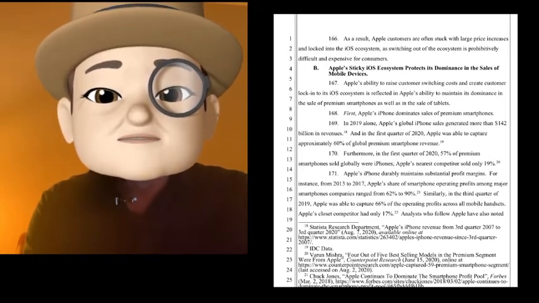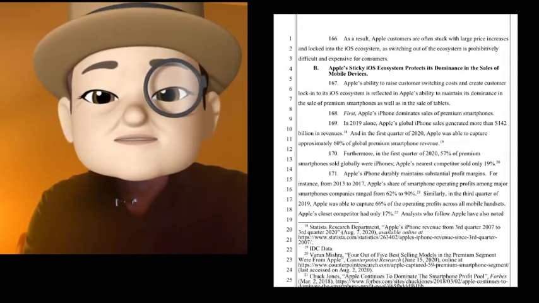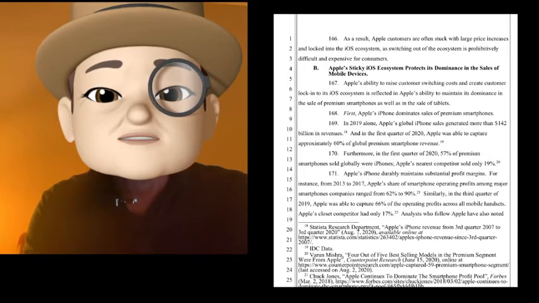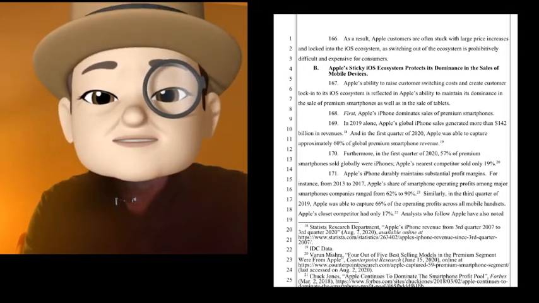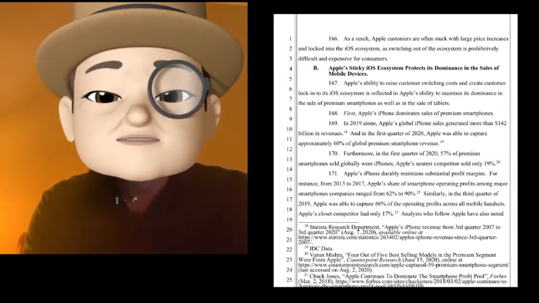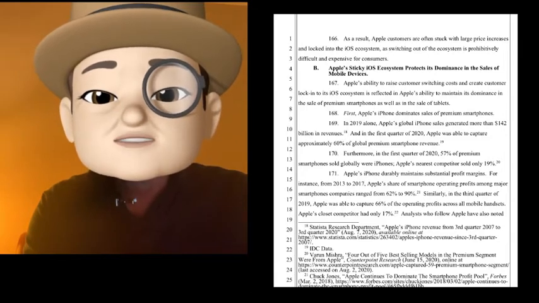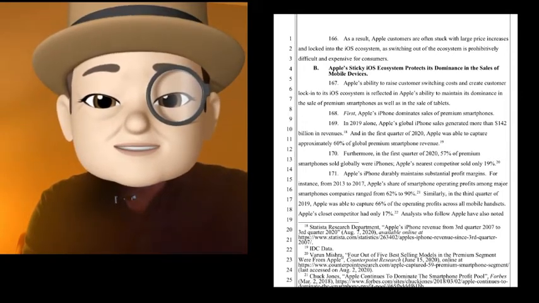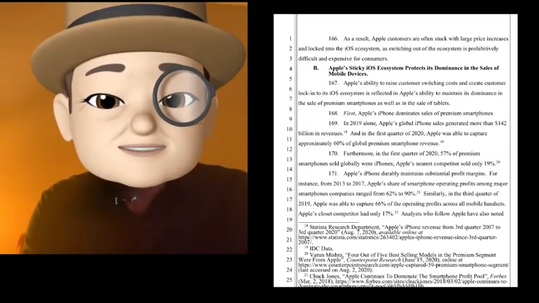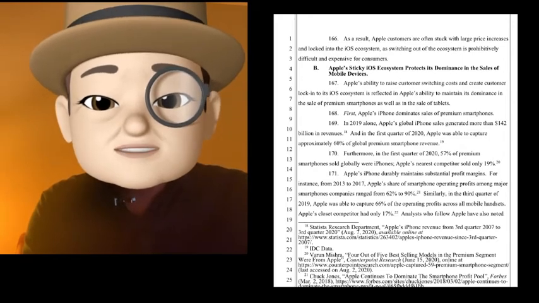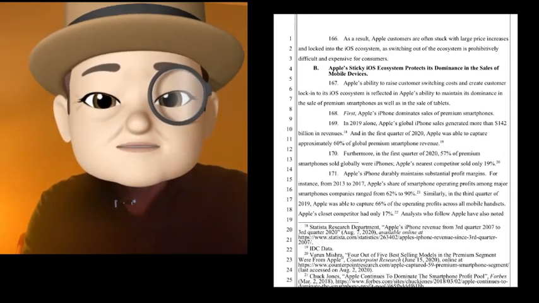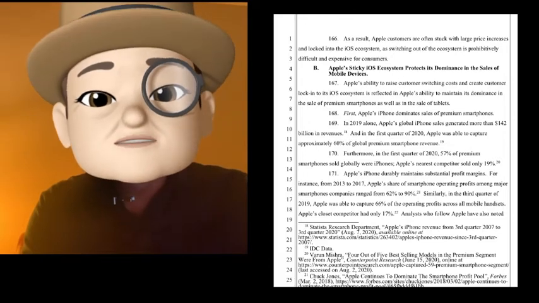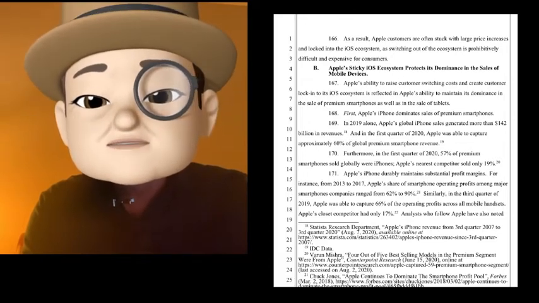First, Apple's iPhone dominates sales of premium smartphones. In 2019 alone, Apple's global iPhone sales generated more than $152 billion in revenues, and in the first quarter of 2020, Apple was able to capture 60% of global premium smartphone revenue. Okay, so then it goes on to say that Apple maintains substantial operating profits ranging from 62 to 90%, and it goes on to say Apple has also been able to maintain its pricing power over many years.